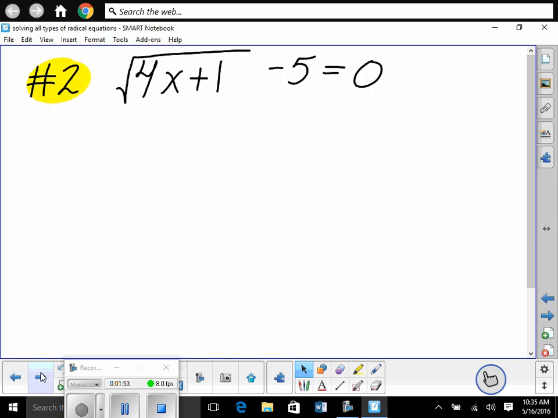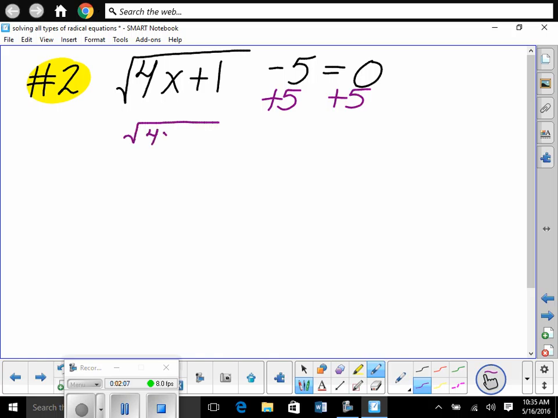So we're just solving. It's a square root equation, pretty easy, right? Isolate the radical, so what do we do first? We've got to add 5 first, right? So we have the square root of 4x plus 1, all under the root, equal to 5. We've isolated the radical, nothing's multiplied or divided. So how will we undo the square root? Square both sides of the equation.